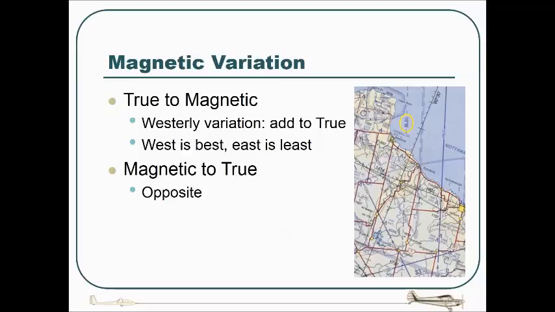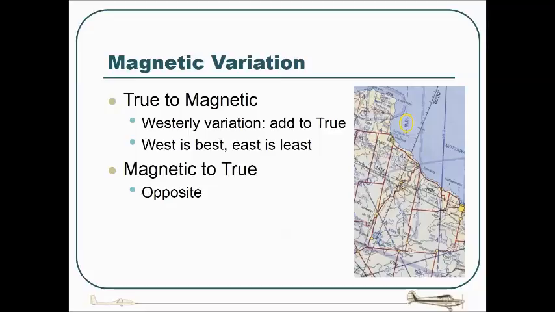The easy way to remember this is west is best, east is least. So when you have west variation noted on your map, as I've circled here, then you add it. If you have east variation, then you subtract it. And of course, if you have zero, then zero. Now, if you want to calculate your true heading from your magnetic heading, you do the exact opposite. West you would subtract and east you would add.